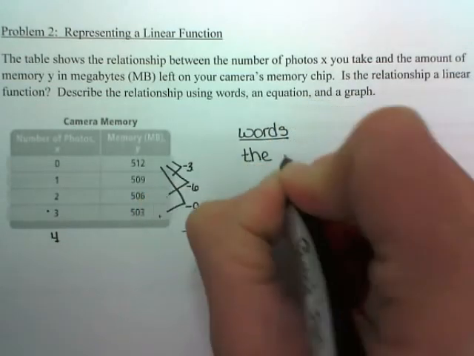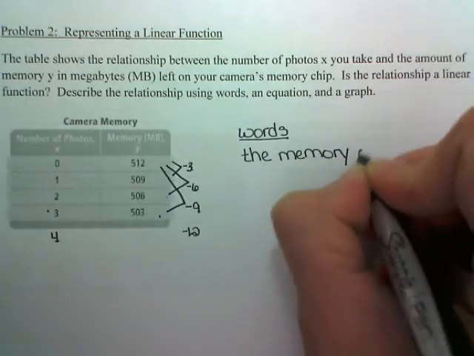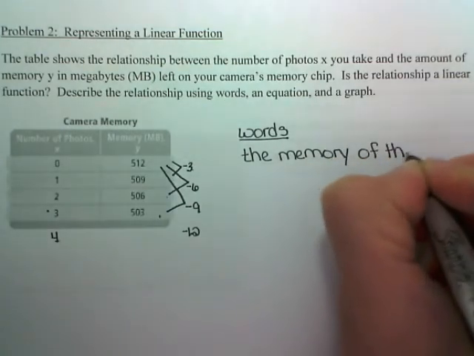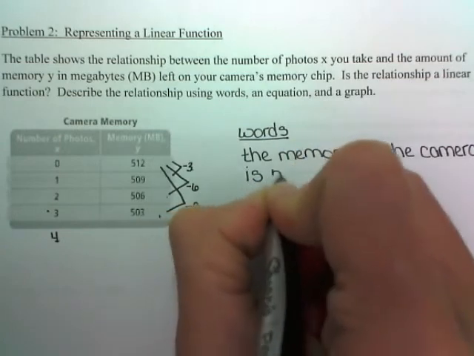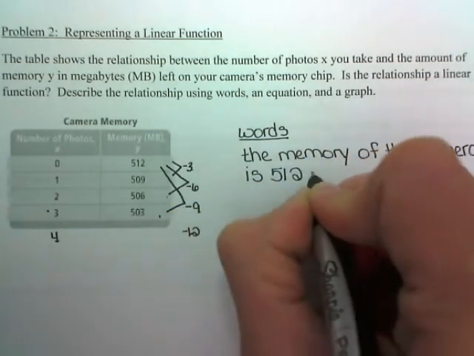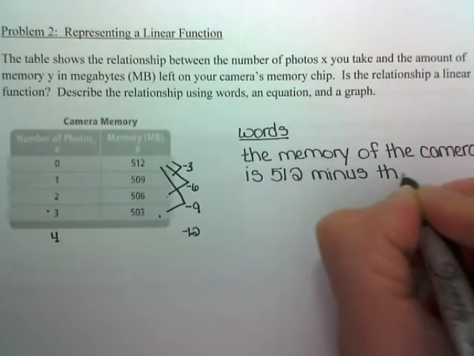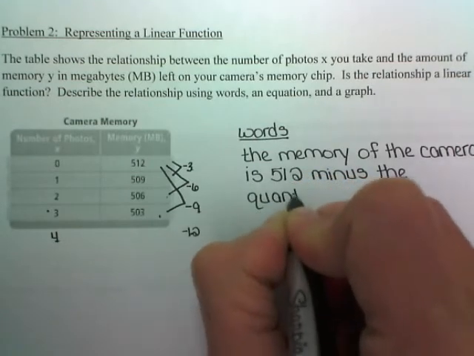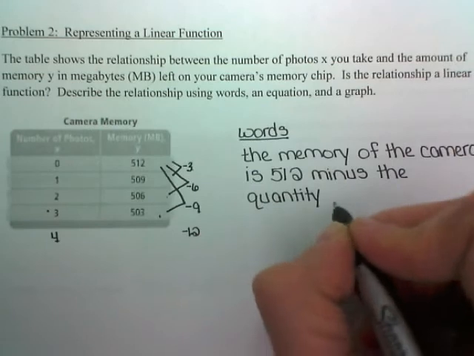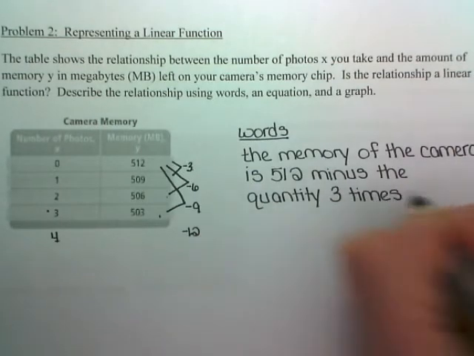I want to write this in words. The memory of the camera is 512, that's where it starts at, 512 minus, because remember we're going down each time, minus the quantity. So we've got to take the quantity of 3 times the number of photos.